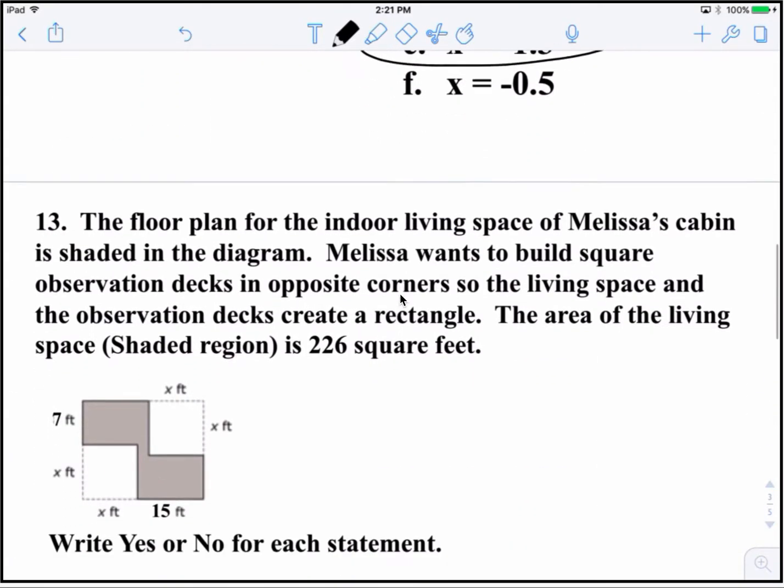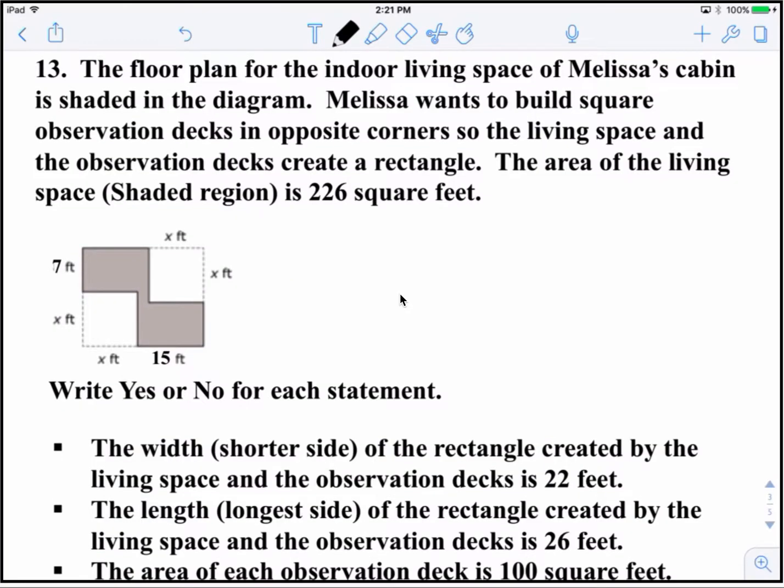Okay, let's move on to number 13. The floor plan for the indoor living space of Melissa's cabin is shaded in the diagram. Melissa wants to build a square observation deck in the opposite corner, so the living space and the observation deck create a rectangle. The area of the living space shaded region is 226 square feet.